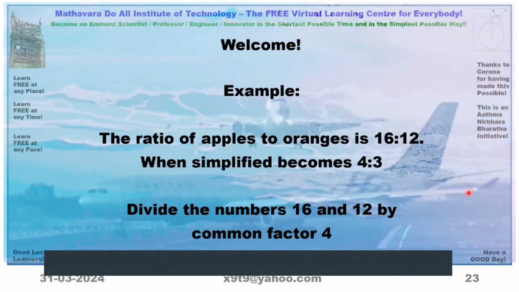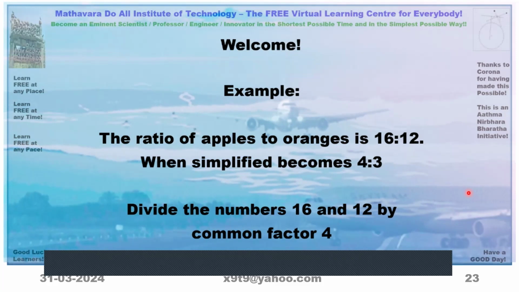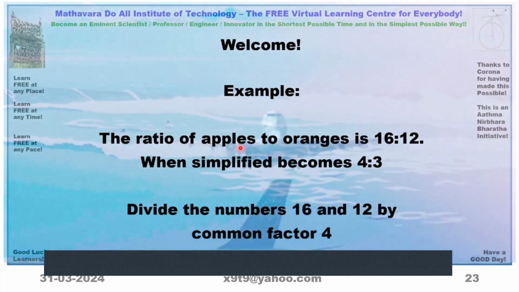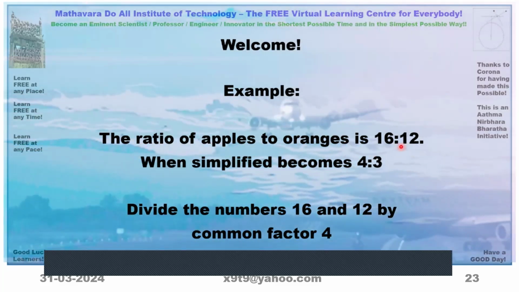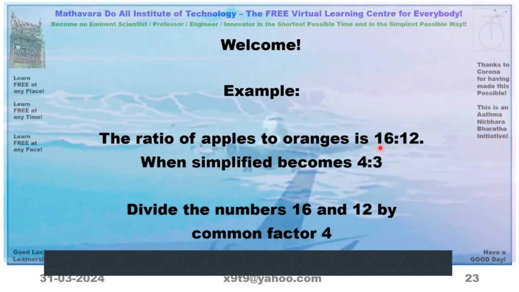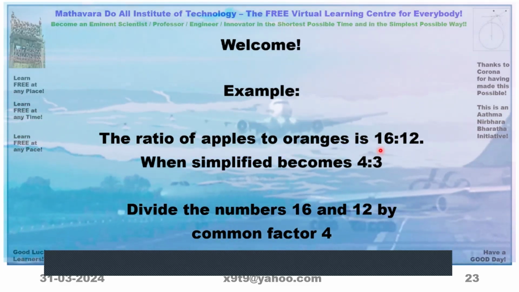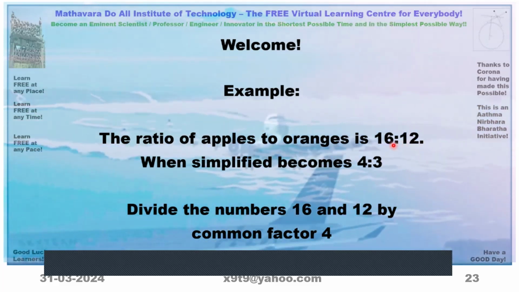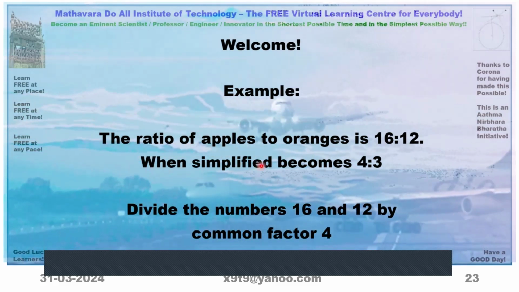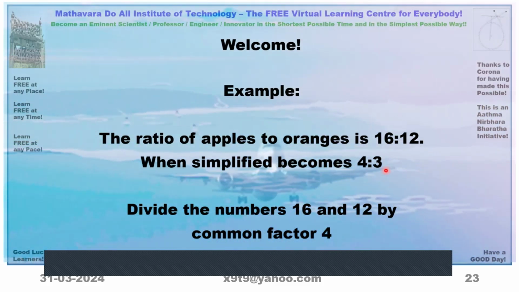Here there is an example. The ratio of apples to oranges is 16:12. That means the number of apples comes first, and oranges comes next. So the number of apples is 16, the number of oranges is 12. So the ratio is 16:12, and they also read it as 16 to 12. When simplified, this becomes 4:3.